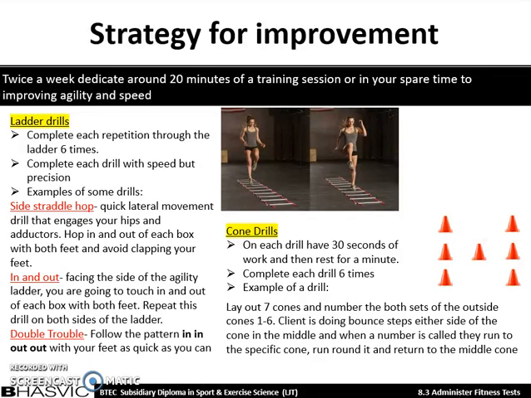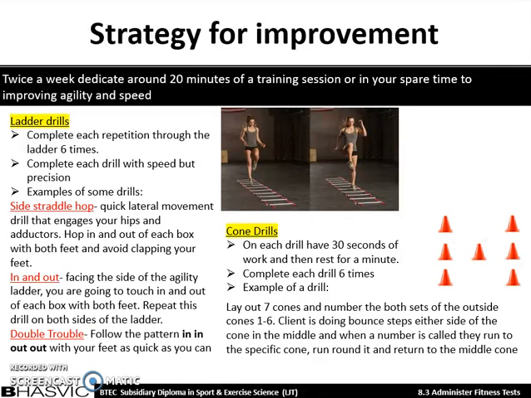And a few examples of some drills are the side straddle hop. So it's a quick lateral movement drill that engages your hips and abductors. Hop in and out of each box with both feet and avoid clapping feet together. So just a bit on the actual technical side of it, so ensuring he's doing it correctly. So we've got in and out as well. So facing the side of the agility ladder, he's going to touch in and out of each box with both feet. Repeat this drill on both sides of the ladder.